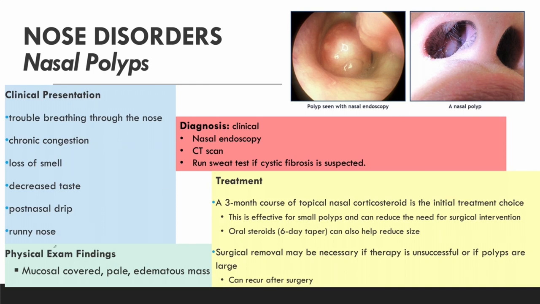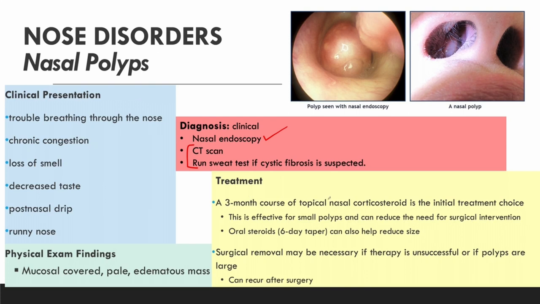On physical exam, you will see this, as they describe, pale, boggy, edematous mucosal mass. And then for diagnosis, it's really just looking. You can get these other tests if you're concerned, but most are just clinically diagnosed.